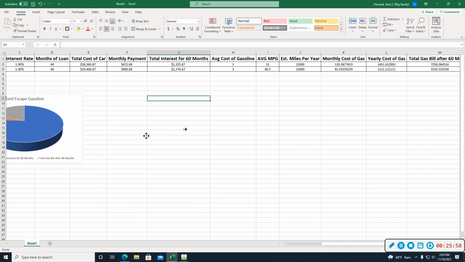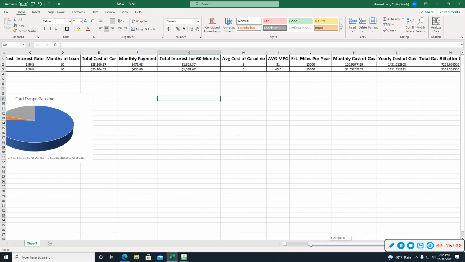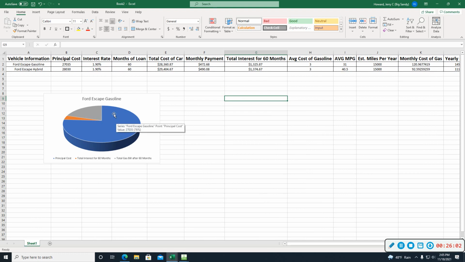And what you're seeing here, whenever I pull this over, is the principal cost of the car, and you see that. The orange is the total interest that I had to pay, and here the gray is the total gas bill that I would have to pay. Now this is for the Ford Escape gasoline.